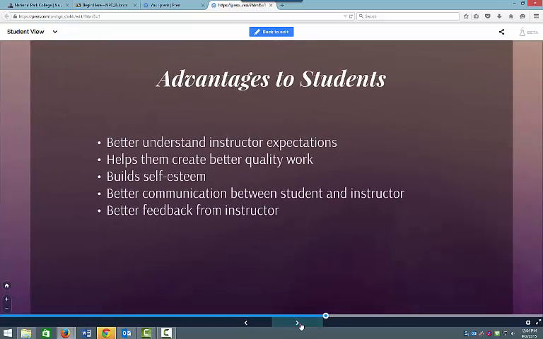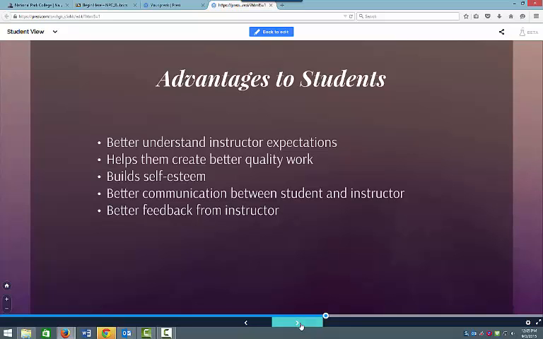Advantages to students: better understanding of the instructor's expectation. It helps them create better quality work. It builds self-esteem. If I feel like I've got good work that I'm getting ready to submit, and then I get it back from the instructor and I have in fact met the instructor's expectation, that's going to help build self-esteem. It's going to help build confidence that yes, I really can do that.